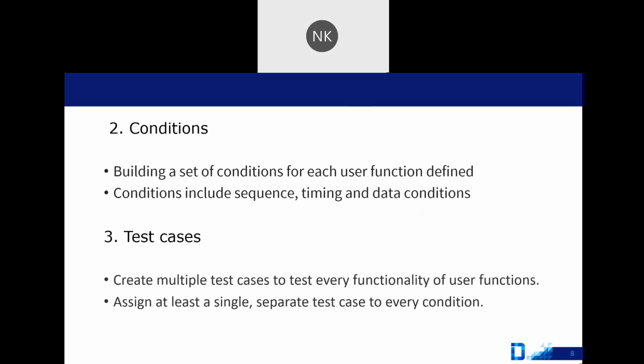And in the second step, we build conditions for those functions. For example, for the login page, the conditions we can check are invalid username and password, valid username and password, the password strength, and checking the error messages. Likewise, we can have conditions for the identified functions.